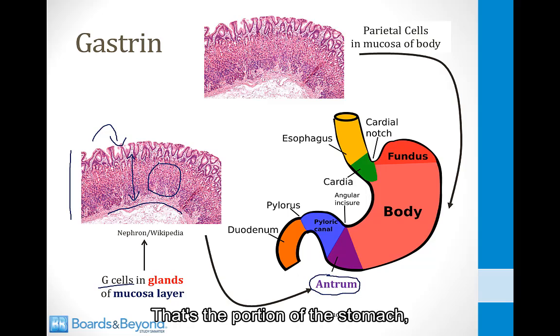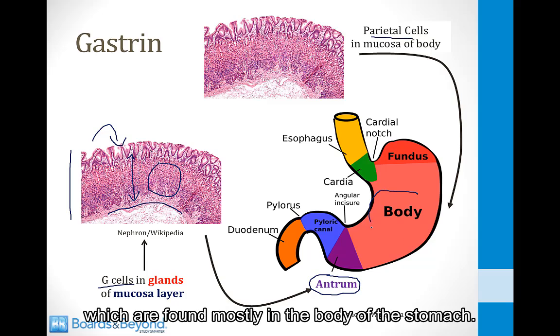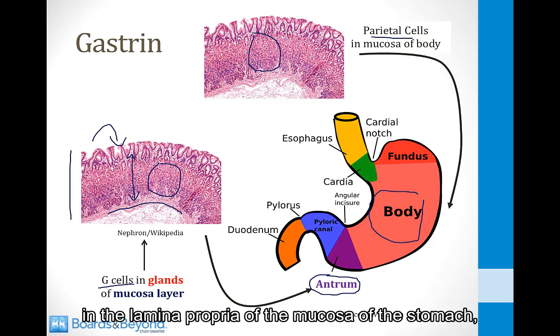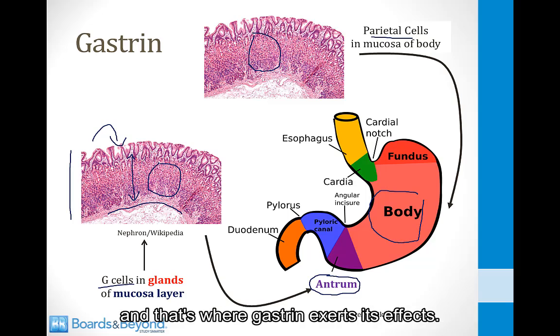That's the portion of the stomach closest to the pylorus and the duodenum. From those G cells, gastrin is secreted, and it travels to the parietal cells, which are found mostly in the body of the stomach. They're also found in the glands in the lamina propria of the mucosa of the stomach, and that's where gastrin exerts its effects.